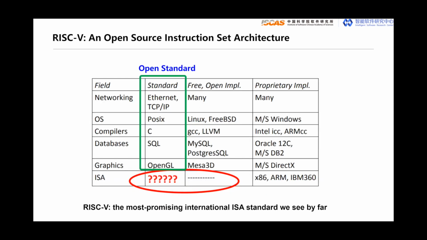And the third, the main topic of my talk today, is RISC-V. RISC-V, we all know, is an open source instruction set architecture. The rationale behind RISC-V is very simple. In the information technology field, we have many open standards, like in networking we have TCP/IP, and in databases we have SQL. But in instruction set architecture, we don't have an open standard yet. We have x86 and ARM, but they all belong to private companies. So as we see, RISC-V is the most promising international ISA standard. That's why I'm involved in RISC-V now.